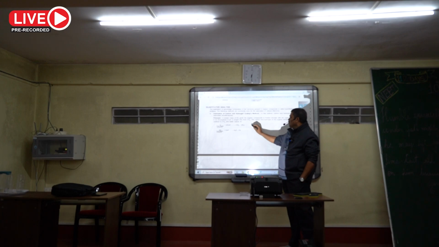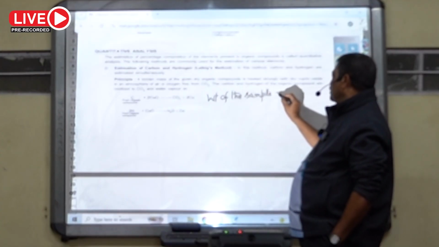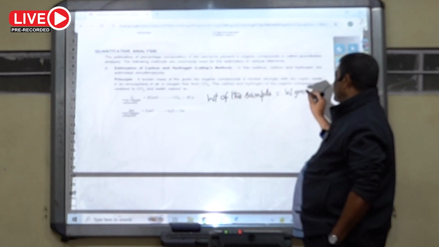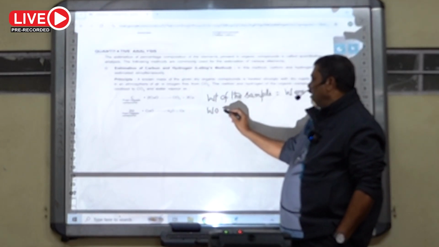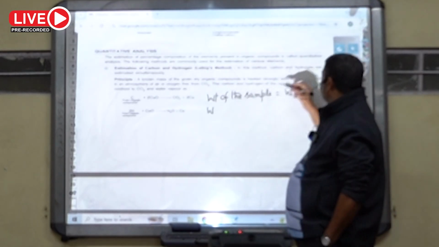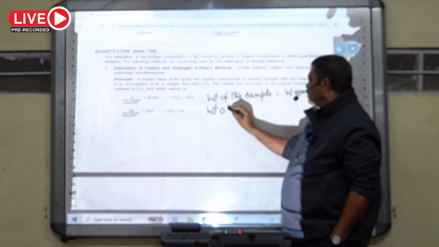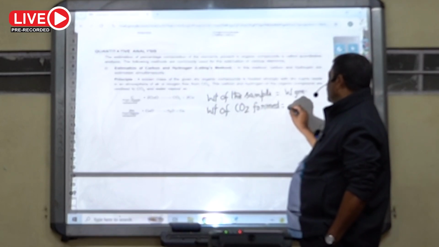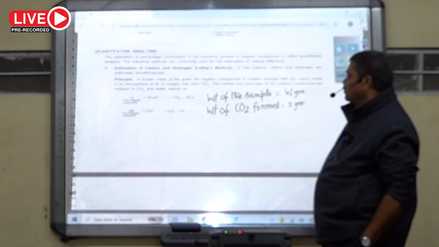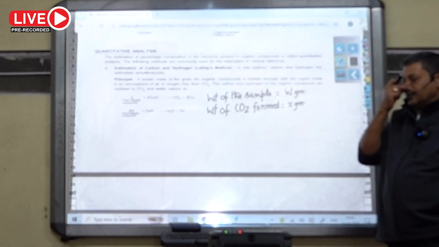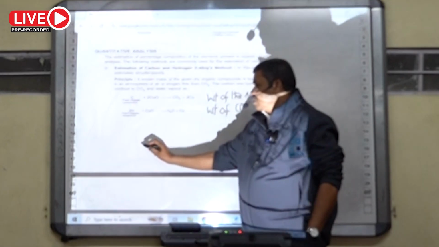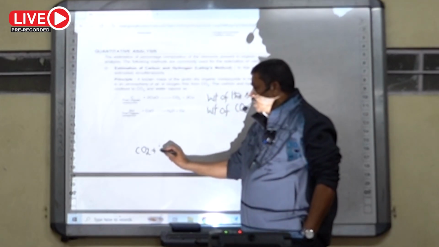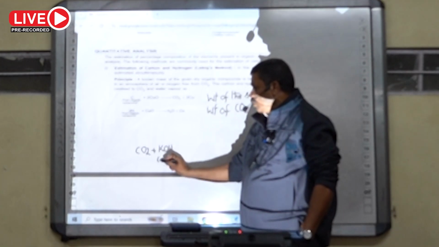So here, weight of the given organic sample is equal to W grams. Weight of CO2 formed is equal to X grams. How do you determine the CO2 weight? The CO2 is passed into KOH solution of known weight.